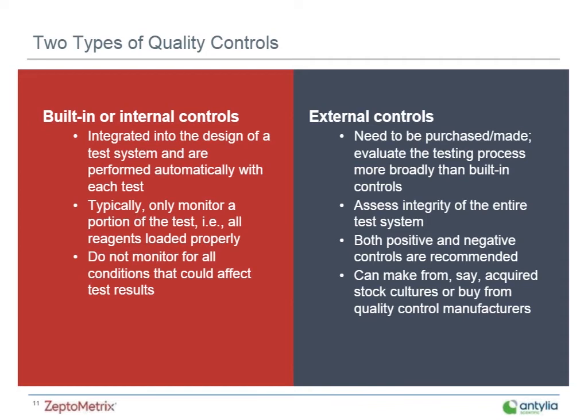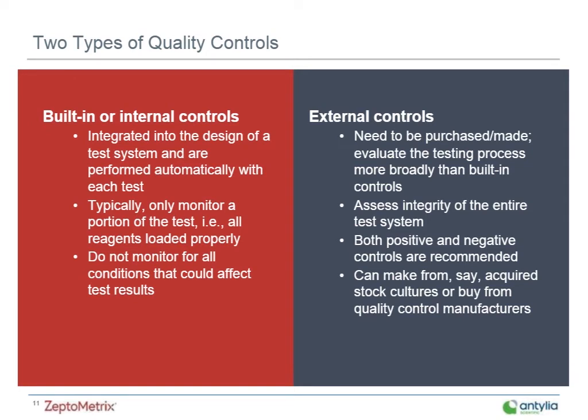So really, quality controls can be broken down into two families: built-in or internal controls, like I just talked about. Those are integrated into the design of a test system and are performed automatically with each test. Typically, they only monitor a small portion of the test, and they do not monitor for all the conditions that could affect your test results.